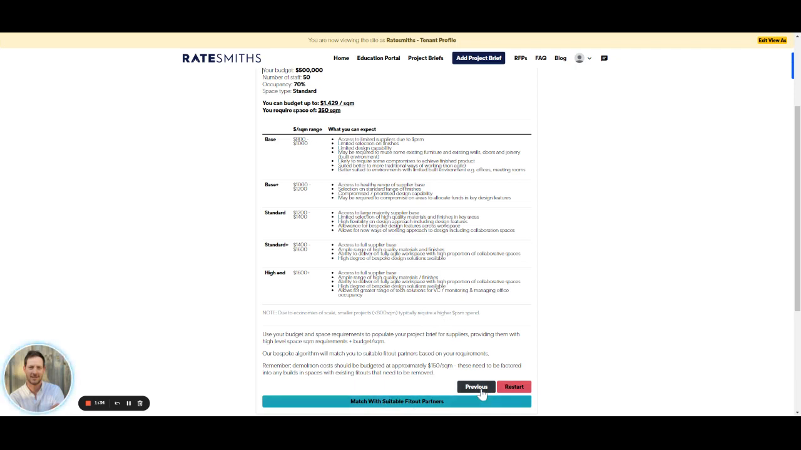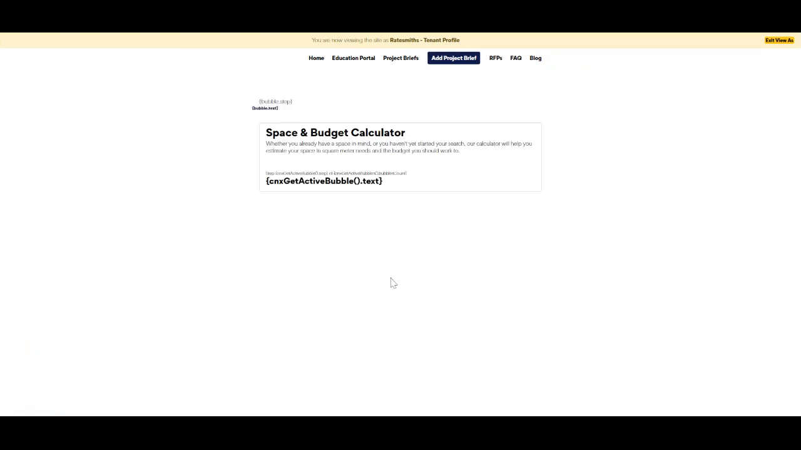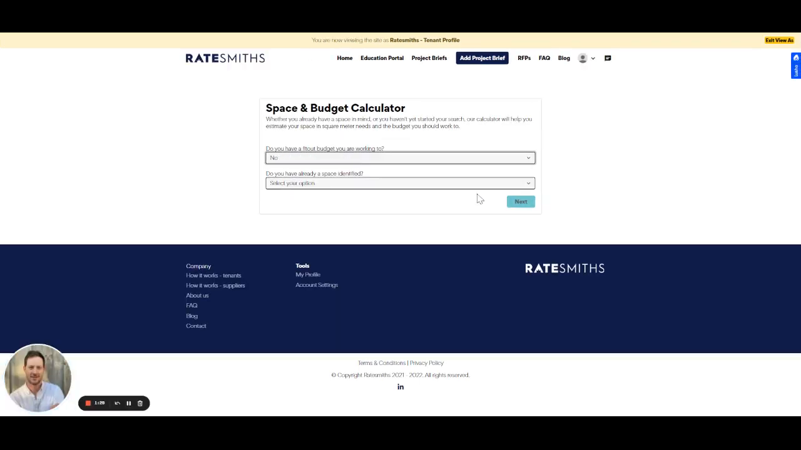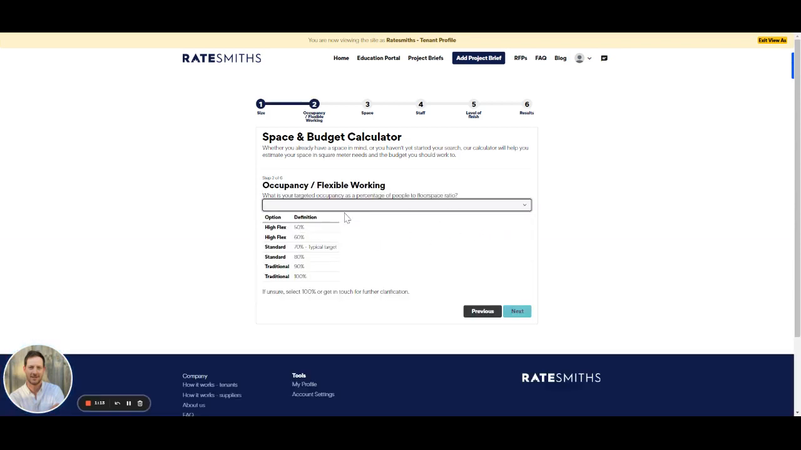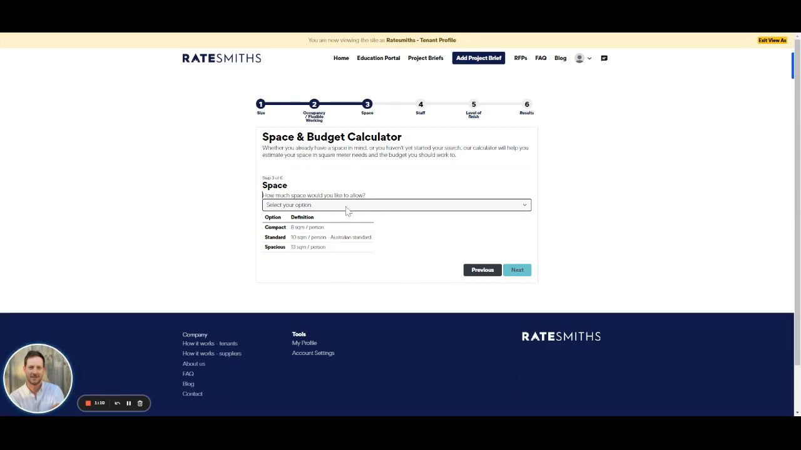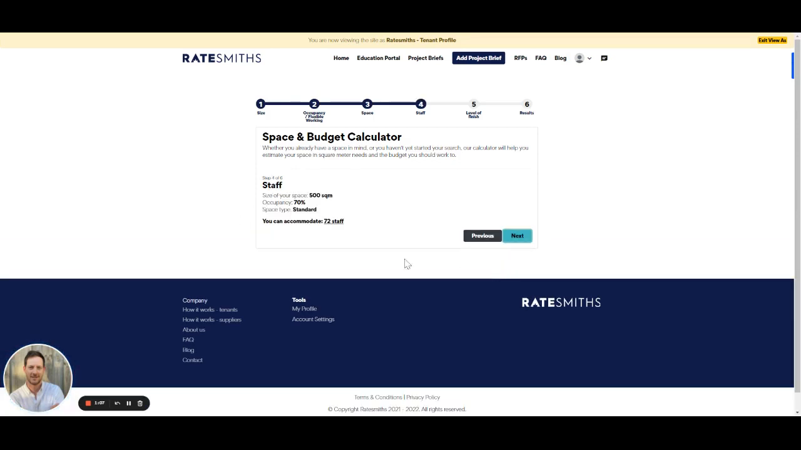And you can very easily restart to calculate this another way. So you can look at not having identified a budget, but you have identified a space. You know the size of the square meterage, and again, we just go through typically the density, and with this, we very quickly find that on your 500 square meters at 70% occupancy, standard space type, you can accommodate 72 staff.